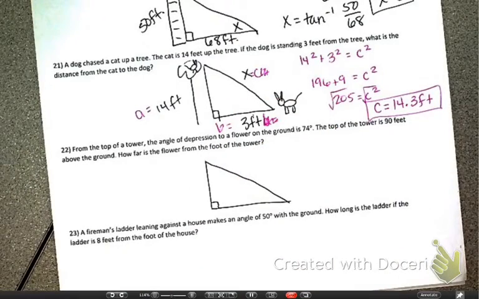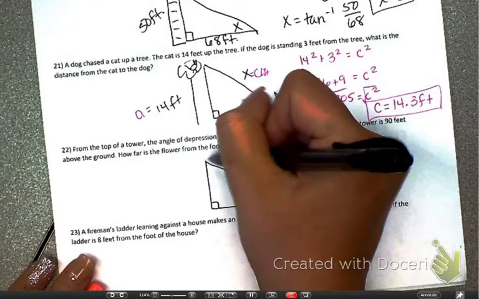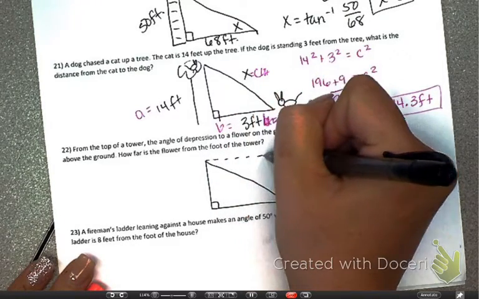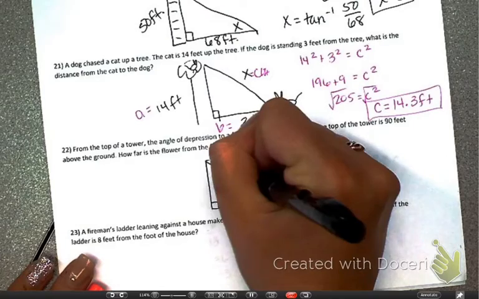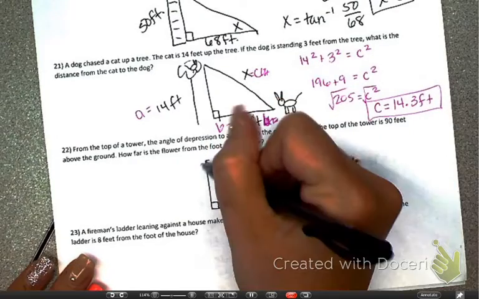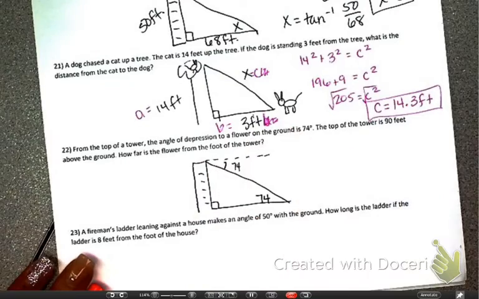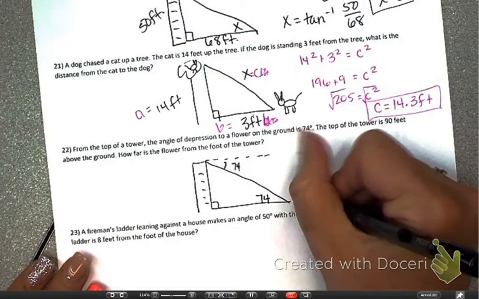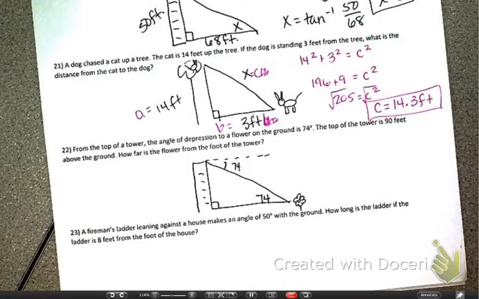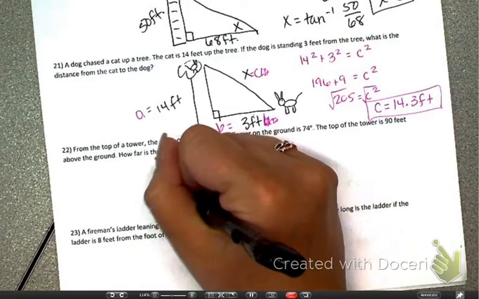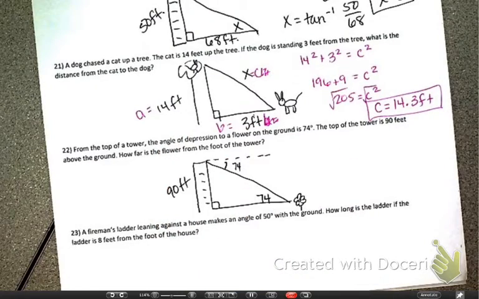So, from the top of a tower, the angle of depression. Remember, your angle of depression is here. But your angle of depression is congruent to your angle of elevation. So your angle of depression and elevation are both 74 degrees. And then here's a tower. It's the same thing. And there's a flower on the ground. The top of the tower is 90 feet above the ground. How far is the flower from the foot of the tower?